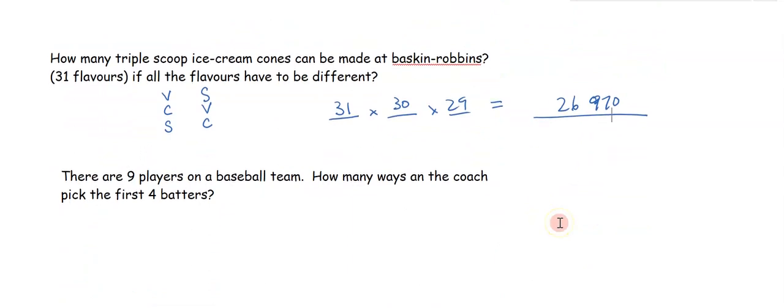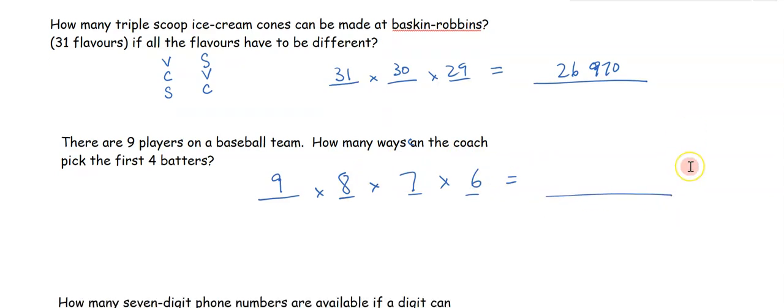There are 9 players on a baseball team. How many ways can a coach pick the first 4? Well, he has 9 people to pick from, then 8, then 7, then 6, right? So I think we're getting the idea of how to use our number of options in each event to calculate the total number of outcomes. Now let's get into a couple tricky ones.